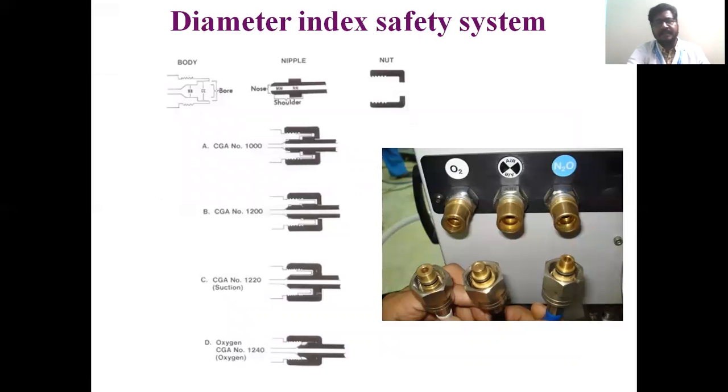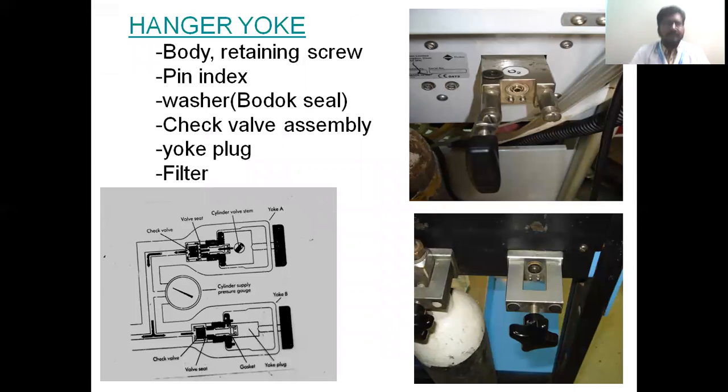And this is a diameter index safety system. It is one of the safety systems in the pipeline, preventing wrong fitting of pipelines to the anesthesia machine. And we have discussed the pressure releasing valve, and we have discussed the oxygen cylinder pin index safety system.